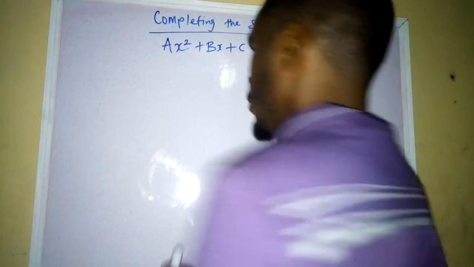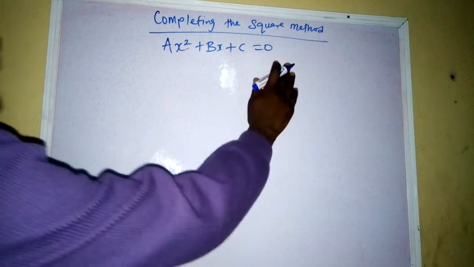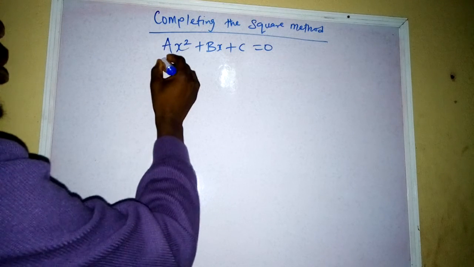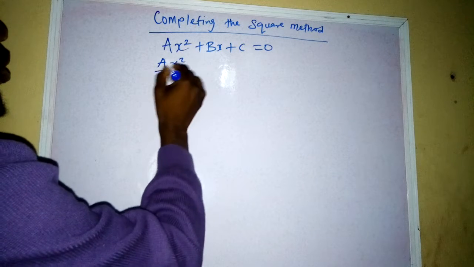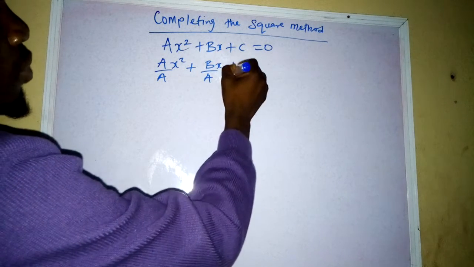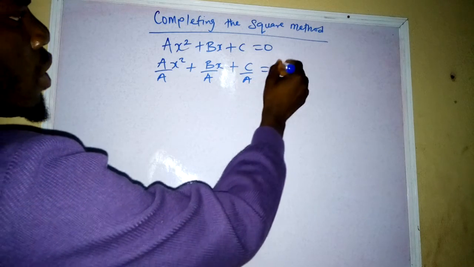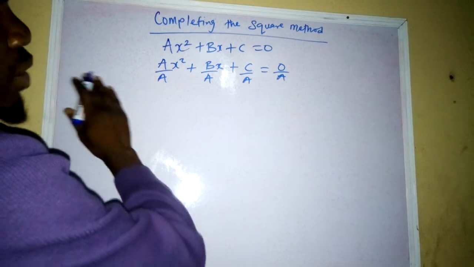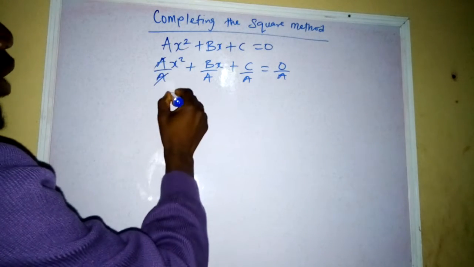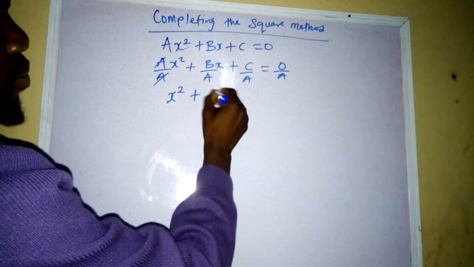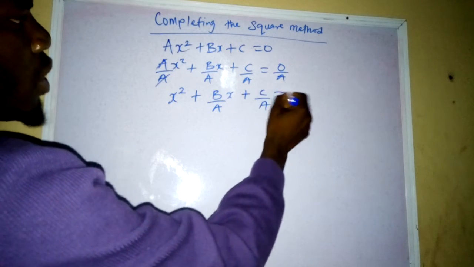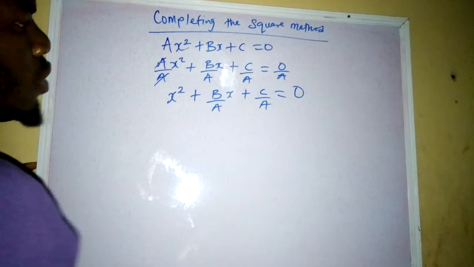So let's begin. We have to divide all through by the coefficient of x squared, and the coefficient of x squared is a. So we'll have ax squared all over a plus bx all over a plus c all over a equals 0 all over a. We're dividing all through by the coefficient of x squared. So here we'll have that x squared plus b all over a x plus c all over a equals 0 over a, which is 0.